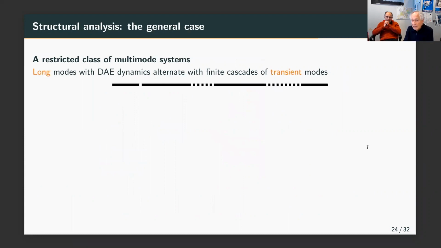So in general, we consider a restricted class of multimode systems in which long modes of DAE dynamics alternate with finite cascades of transient modes, because a mode change sometimes should operate in more than one instant. For instance, if you have higher order derivatives, you need more steps to do the reset.